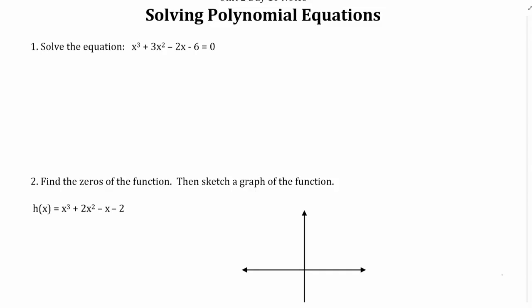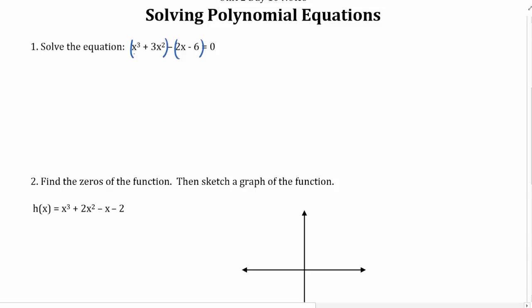Hi everybody, today we are going to solve polynomial equations. So the first thing we're going to do is just solve an equation. It's already equal to 0, and we're going to solve it, and the way I'm going to try is factoring. That's always my first go-to, and since this has 4 terms, I'm going to make it into 2 groups.